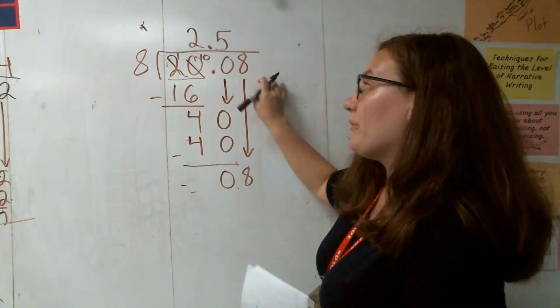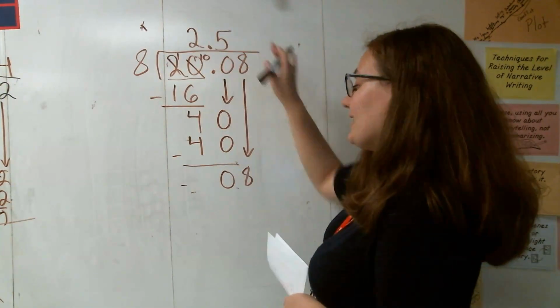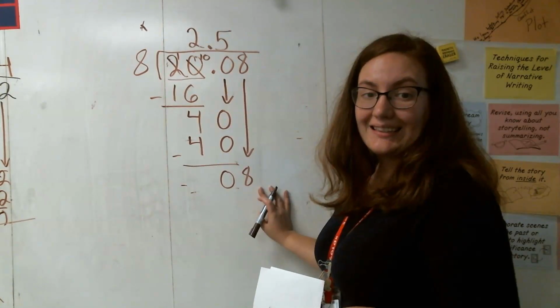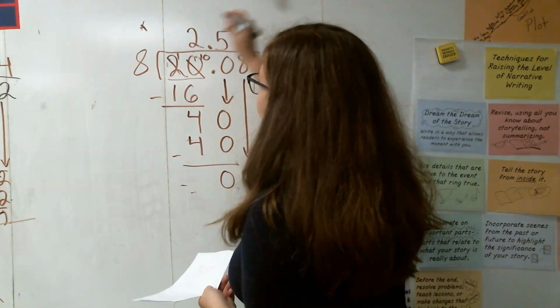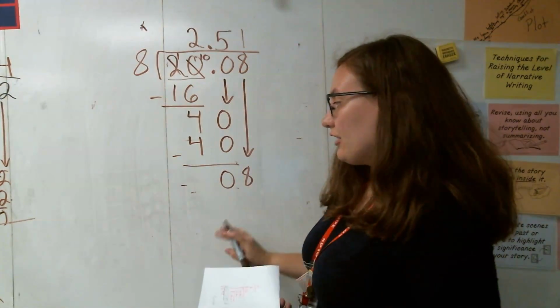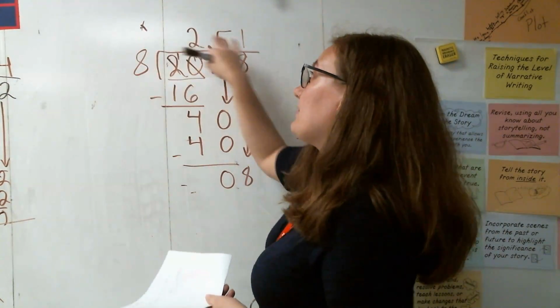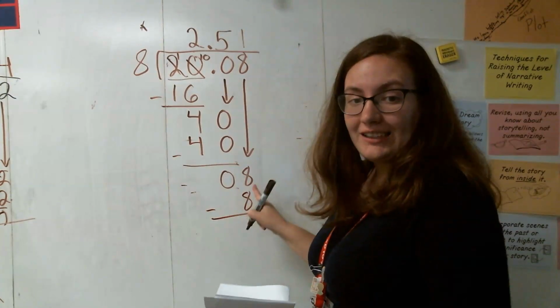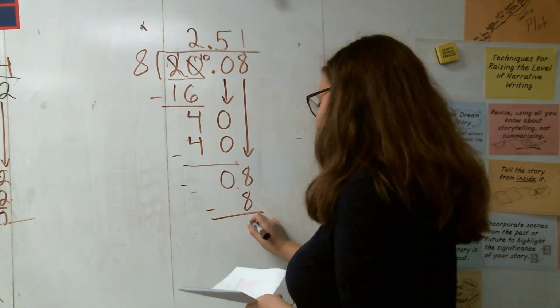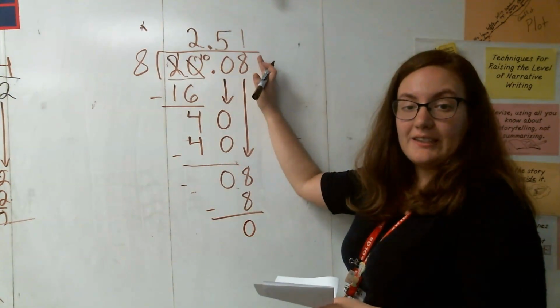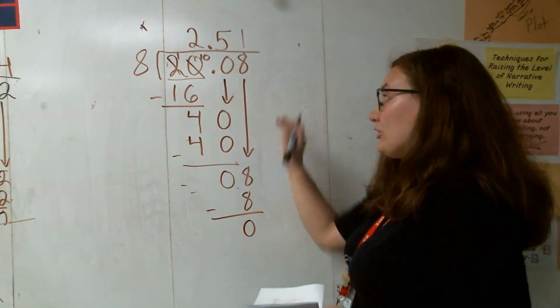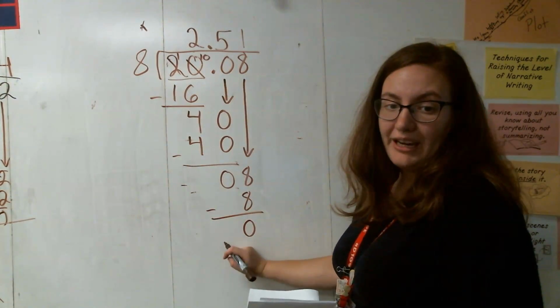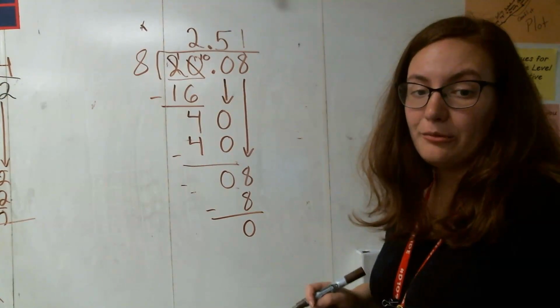So then I have to think about, well, 8 times what is 8? Well, 8 times 1 is 8, so then I'll complete the rest of my problem. 8 times 1 is 8. Then I can subtract. 8 minus 8 is 0. I have no more place values to bring down. I have no remainder, so my answer is complete.